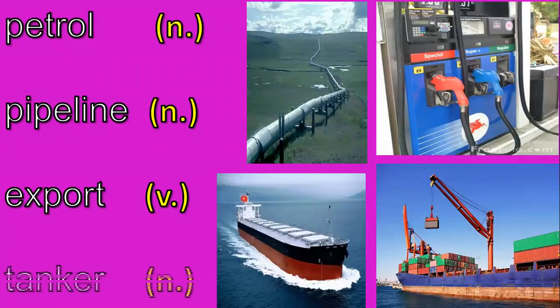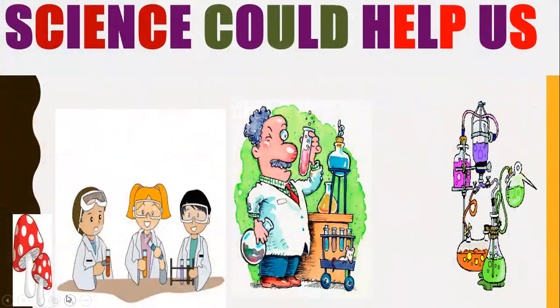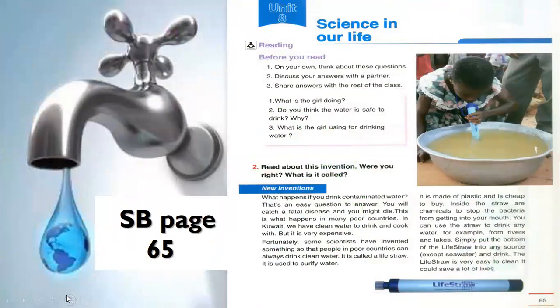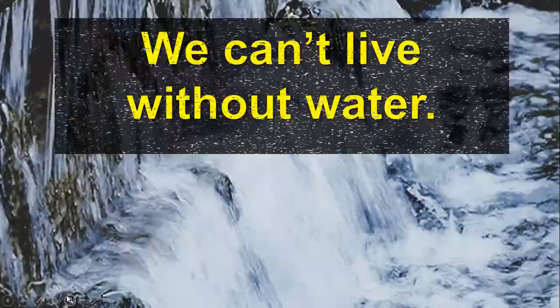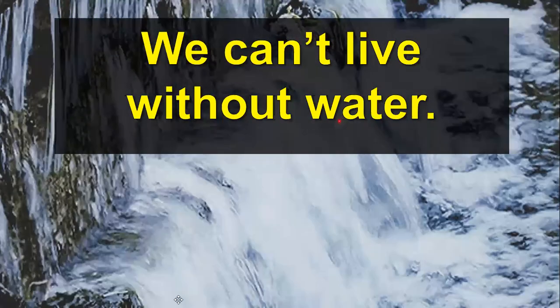So we have only four words here for this lesson: petrol, pipeline, export, and tanker. These are our words. Okay, now we are done with Unit 7. Now let's move to Unit 8, Science in Our Life. We are going to start with the first lesson. Your student's book, page 65. Let's read the examples in order to understand these words.